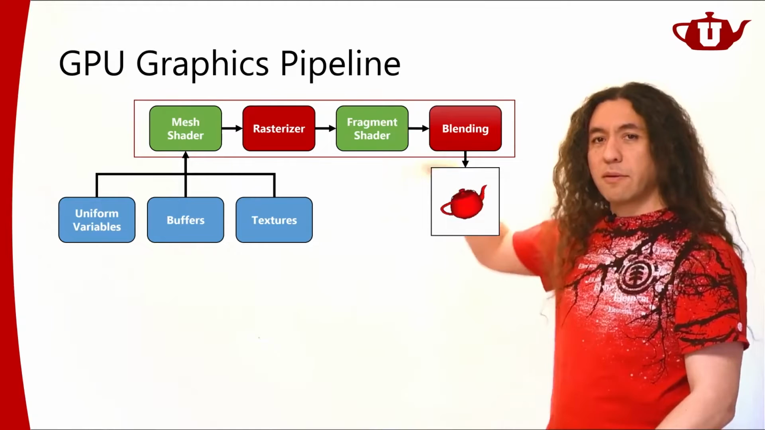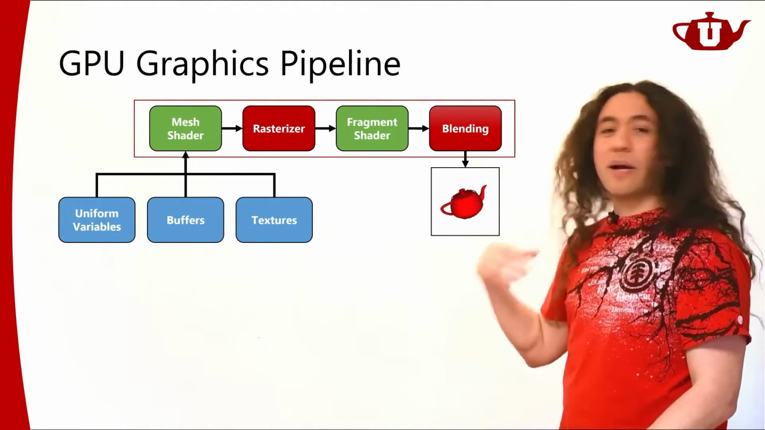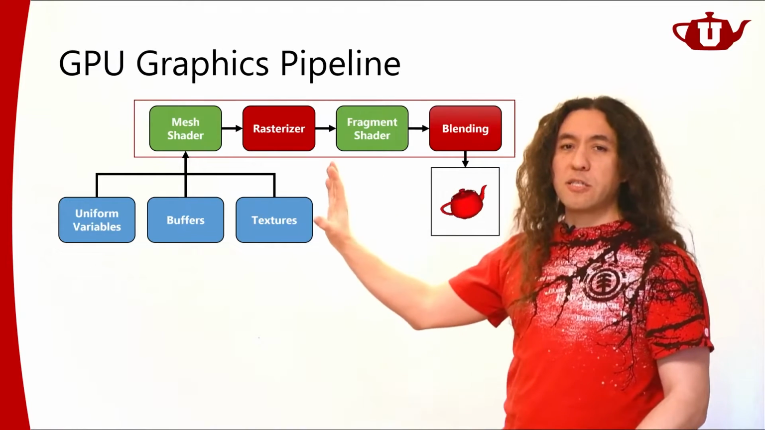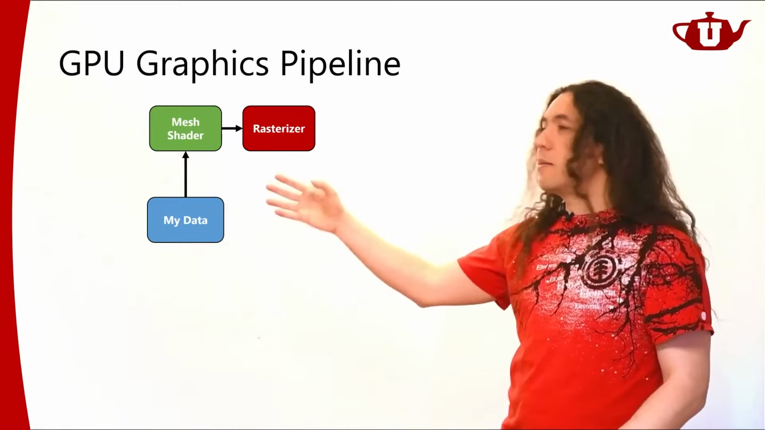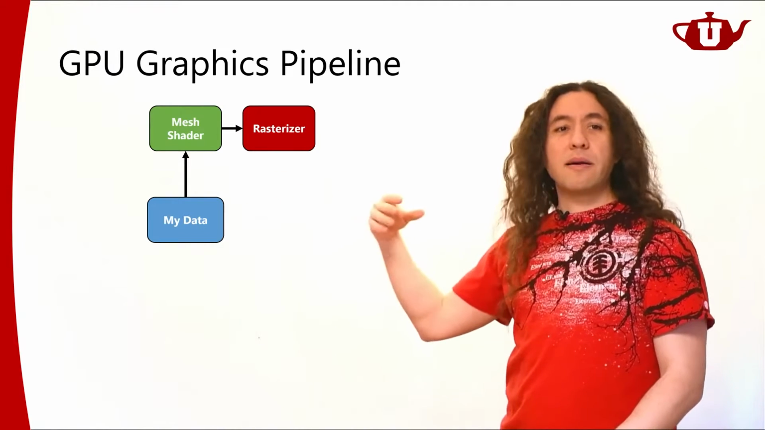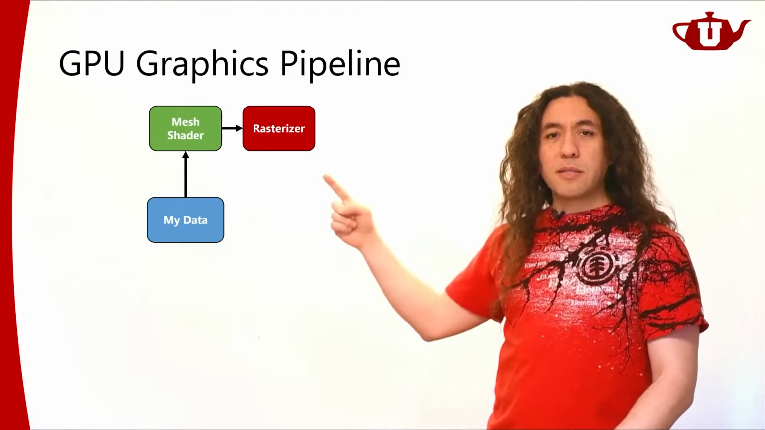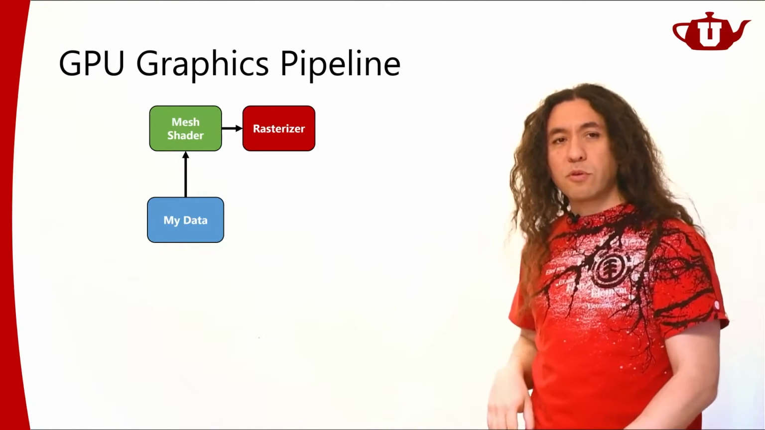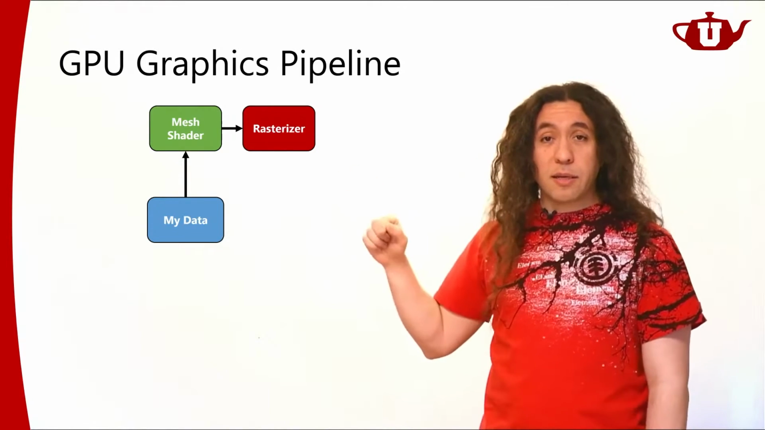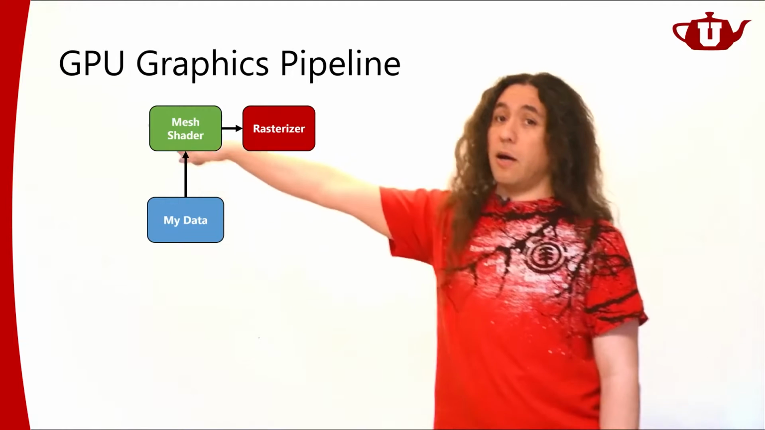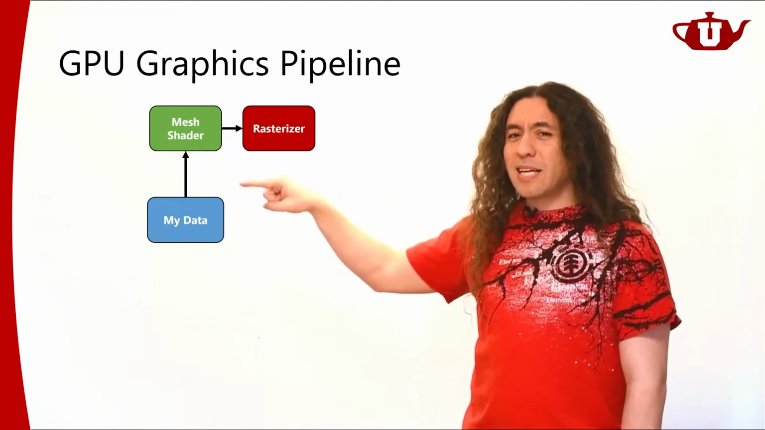So I'm going to get rid of this stuff that comes after rasterization, because that part is the same. The only part that changes is what comes before rasterization. So let's get rid of this. I have some data of different types, my custom data, and my mesh shader is going to have access to it, and it's going to output some primitives to the rasterizer. Now I draw it this way intentionally. Instead of putting my data over here, I'm putting it down here, because this is a little different.